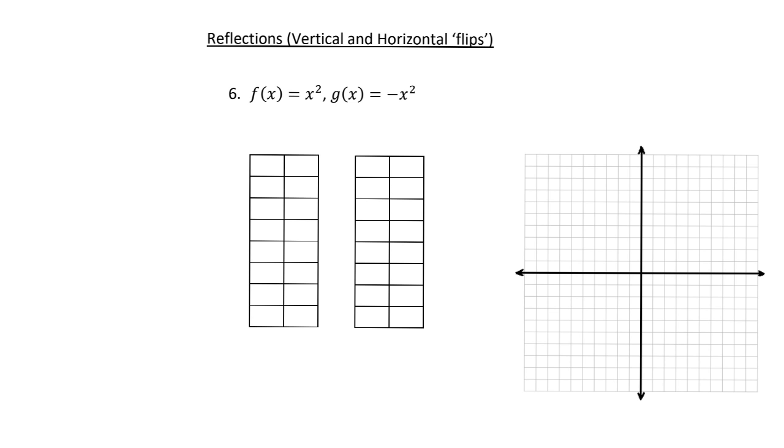So here we're looking at f at x equals x squared. Again, that's our parabola, where we're going from -3 to +3.